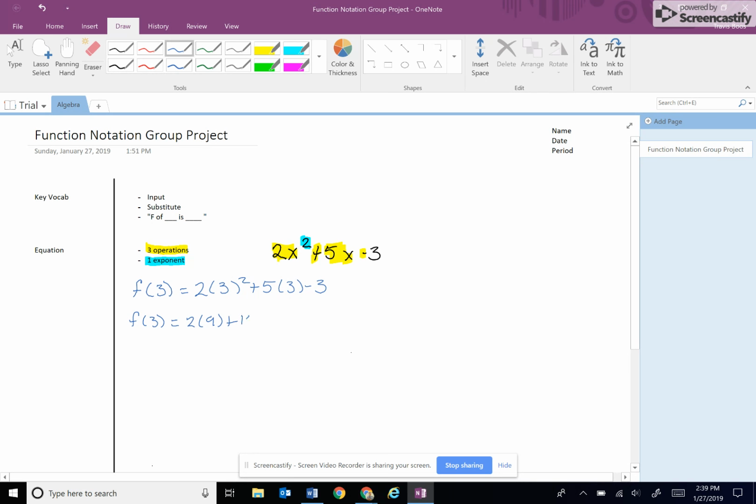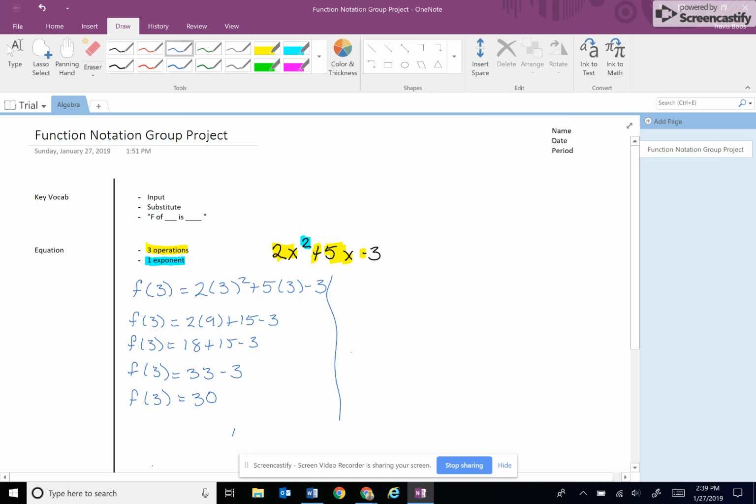5 times 3 is 15. Again, order of operations tells me to do multiplication first. 2 times 9 is 18 plus 15 minus 3. And I know that 18 plus 15 is 33, and 33 minus 3 is 30. So I know that f of 3 is equal to 30.